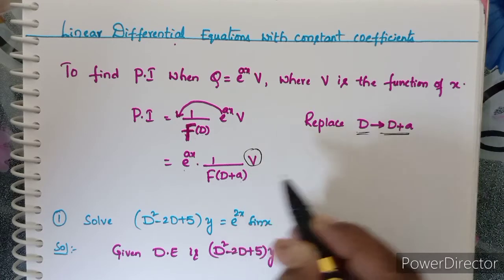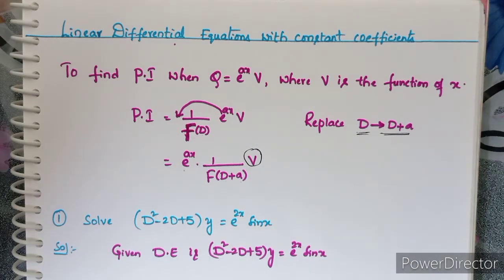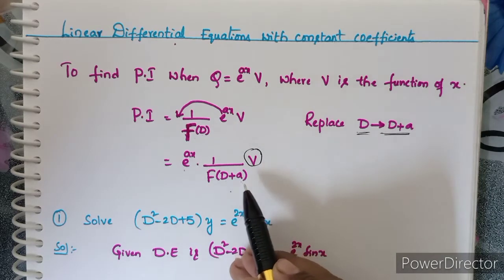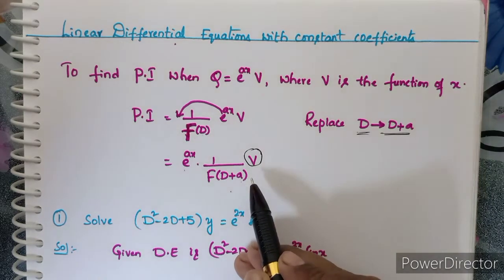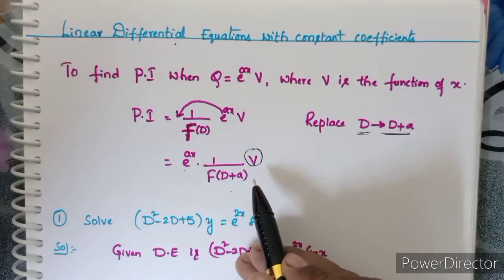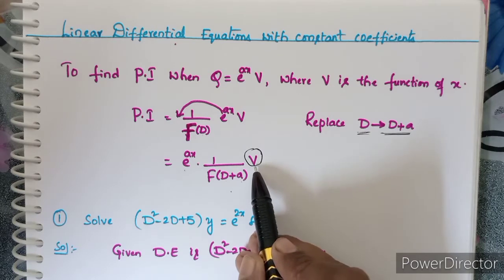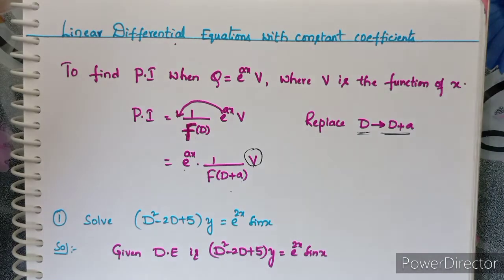If it is sin x, D squared is replaced by minus a squared. If it is a function of x, we have to take out the lowest degree term as common and then express it in the form of either (1+x)^(-1) or (1-x)^(-1). We proceed according to this function, either sin x or a function x^m. Now we'll see one problem.